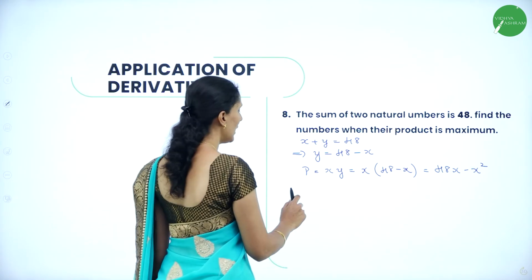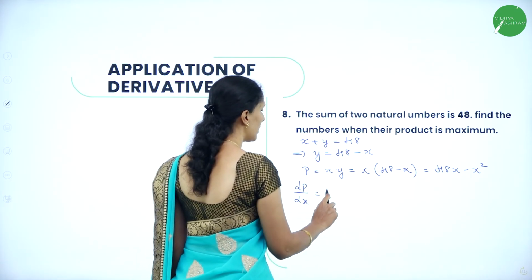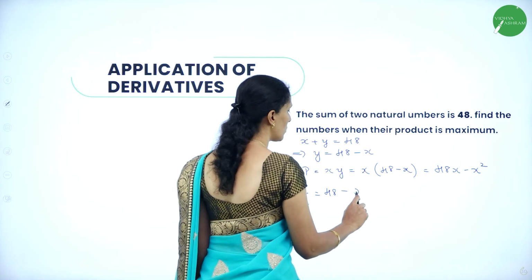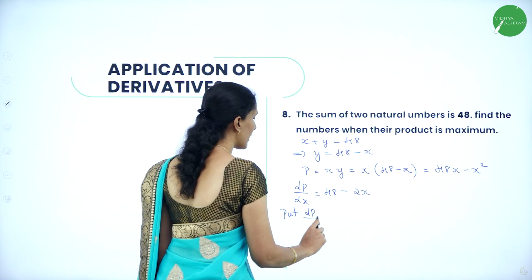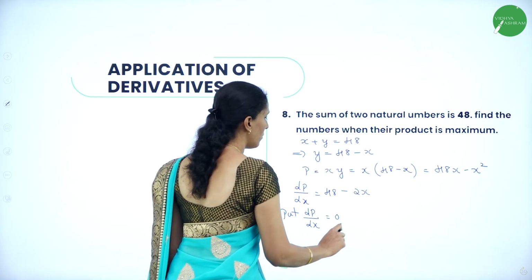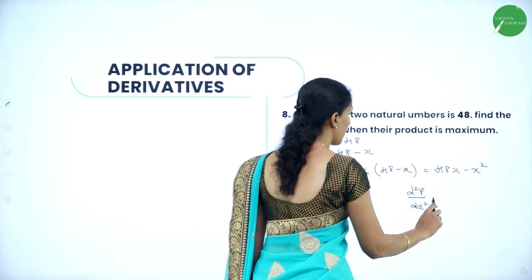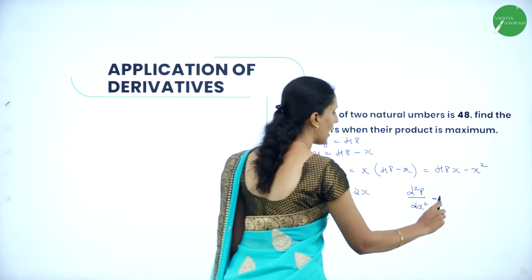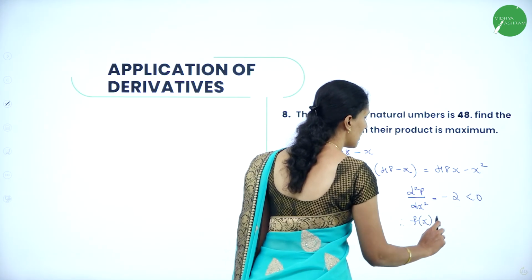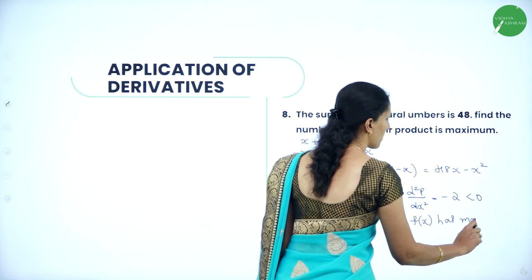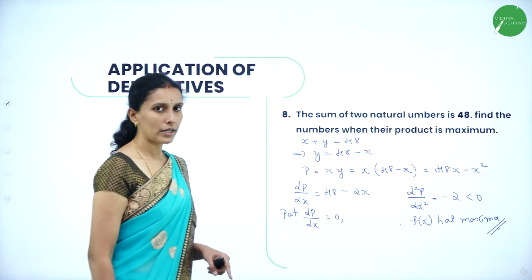So, therefore, let's derive dp by dx. We get it as 48 minus 2x. So, put dp by dx is equal to 0. Let's see the derivative d square p by dx square. So, if you derive it, you will get the value as minus 2, less than 0. So, therefore, f of x has maximum. So, according to the given condition, their product is maximum.